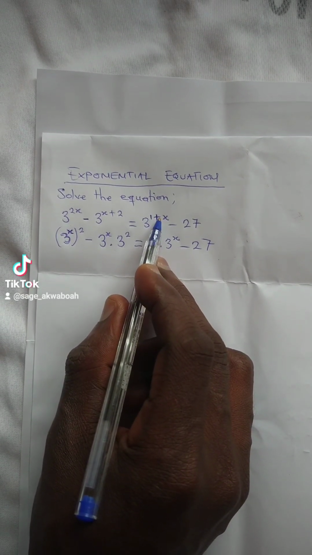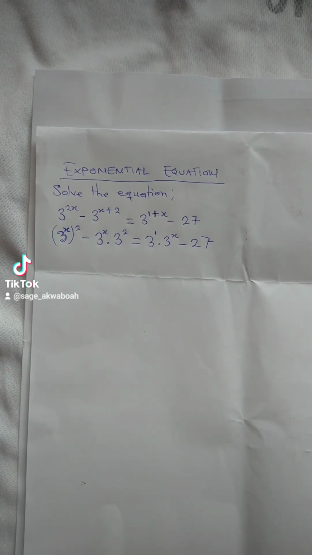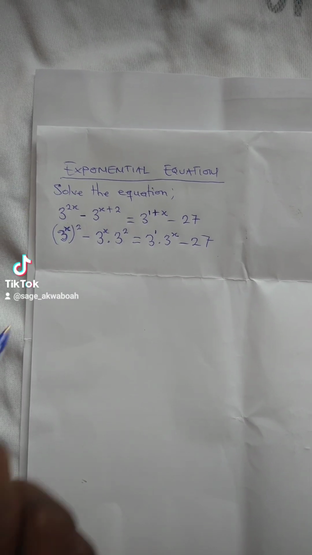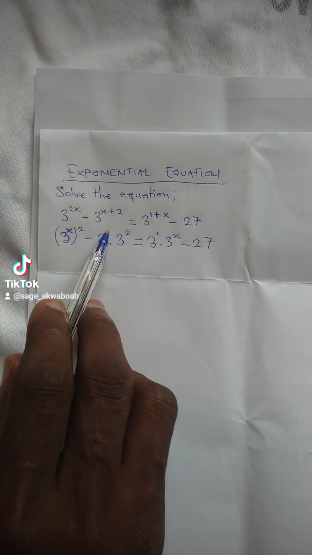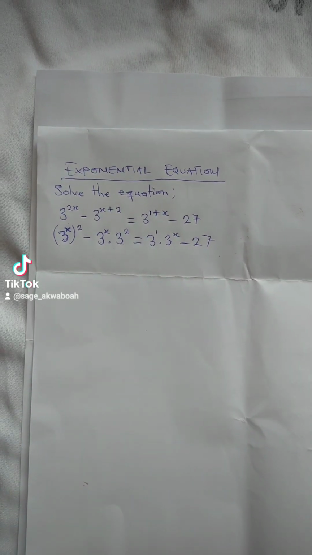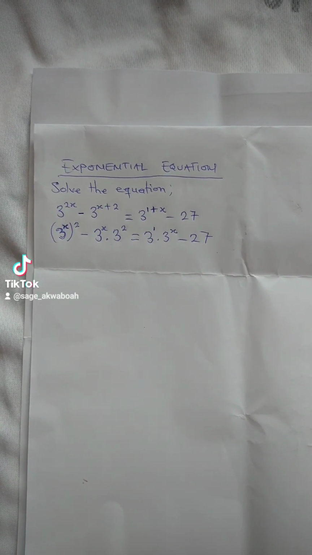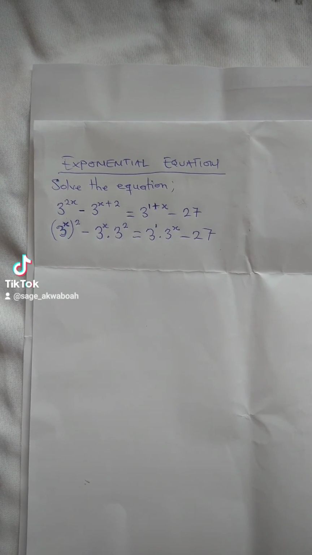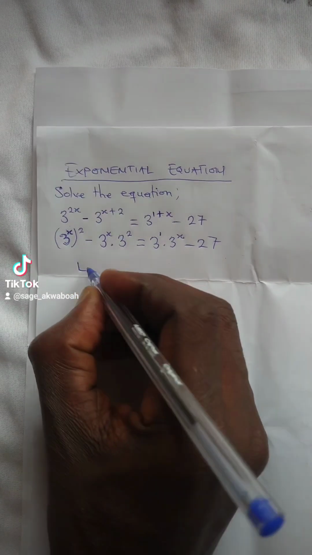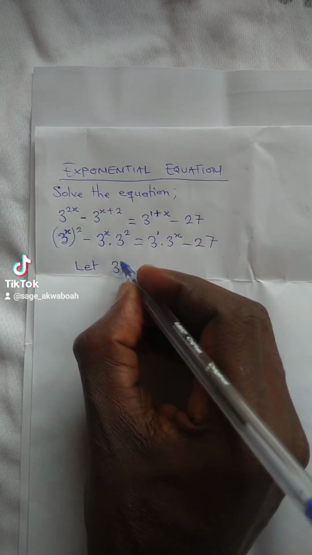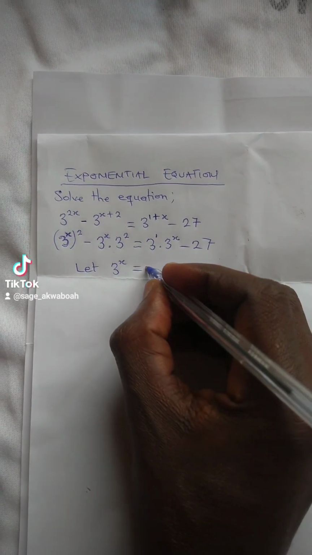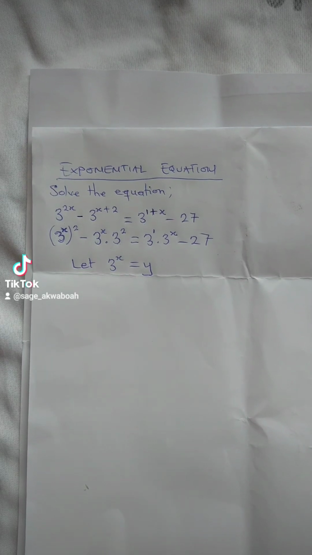So nothing has changed. Now we can see we have x, only x, as an exponent of 3. 3 exponent x, 3 exponent x, 3 exponent x. So we can see 3 exponent x is common. So what we do here is we represent 3 exponent x by a variable to make the equation easier to solve. So we let 3 exponent x equal a variable of your choice, any variable. In this case, I choose y. So wherever we see 3 exponent x in the equation, we put y there.